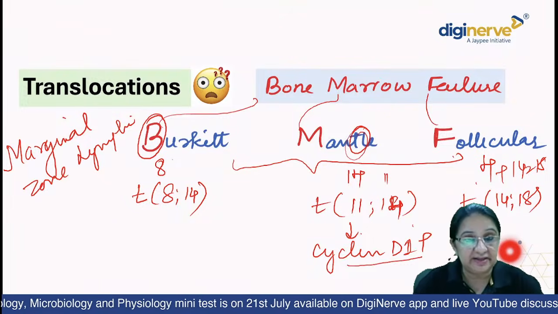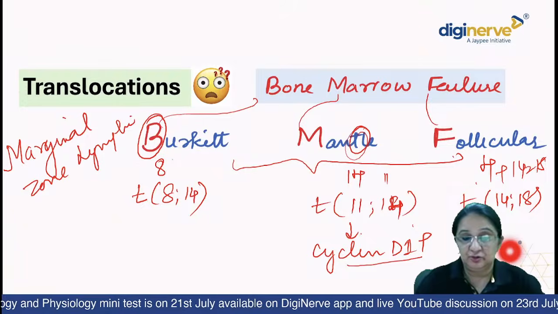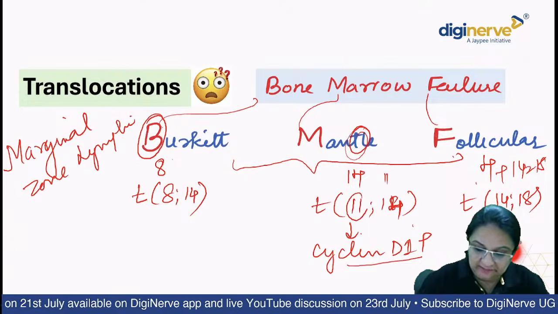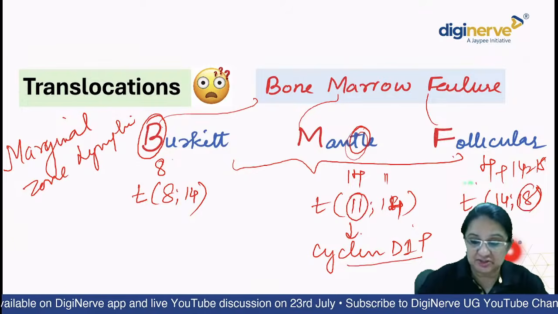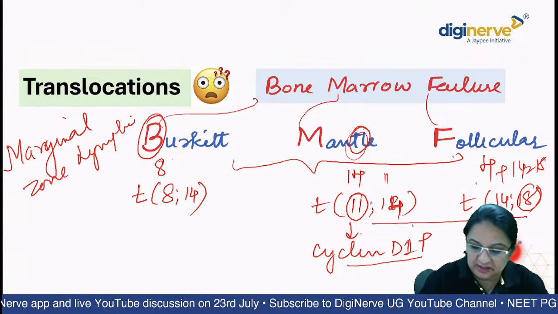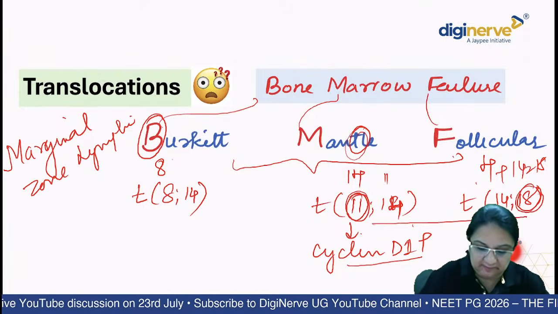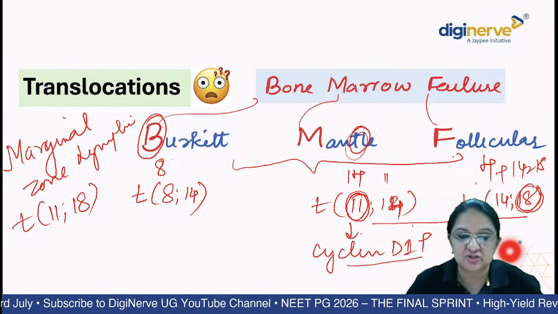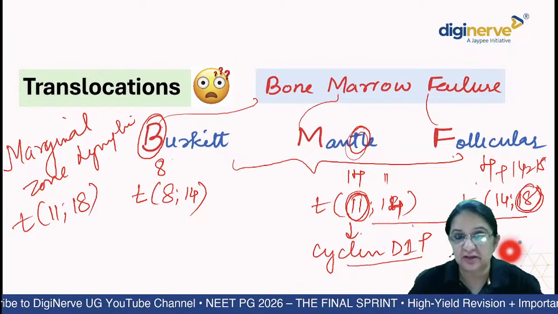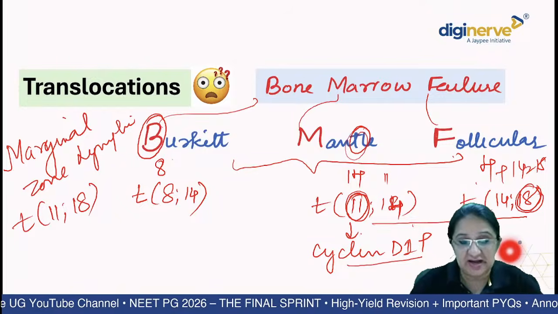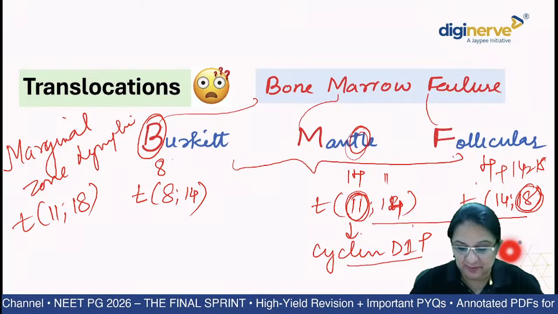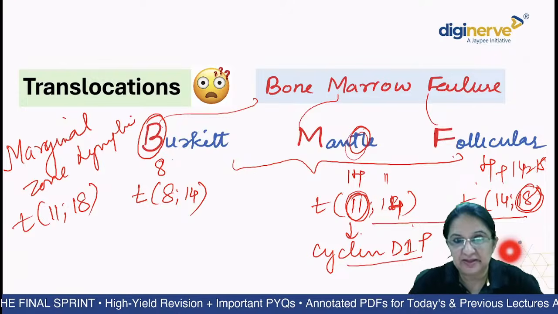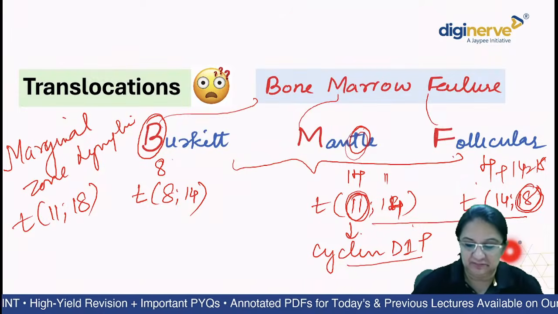Okay, now marginal reh gaya. Remember, take the two right margins. Two right margins कौन से हैं? 11, 18. Right margins. These are your right margins. इनके margin is 11, 18. So translocation 11, 18. Okay. Marginal zone lymphoma ka 11, 18. I hope this is the way I remember the mnemonic. Probably you might have something else how to remember all these translocations. Burkitt, mantle, follicular, marginal. Right?